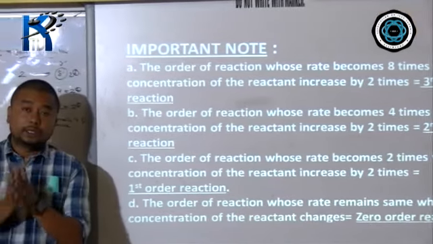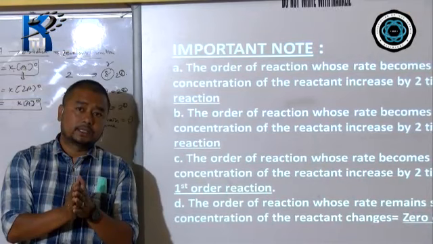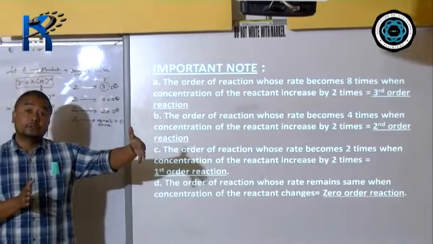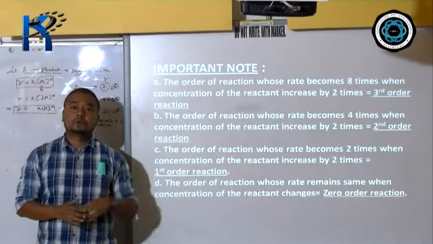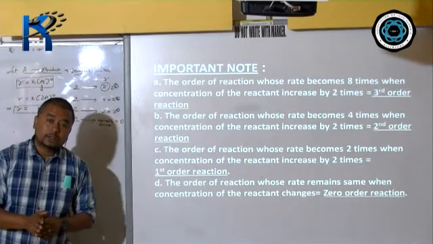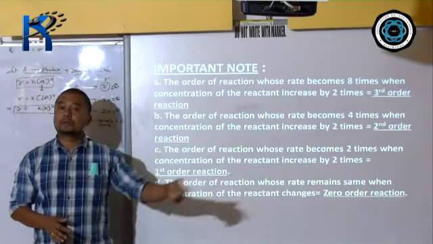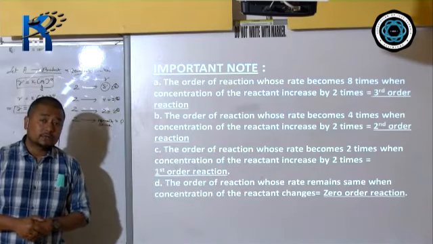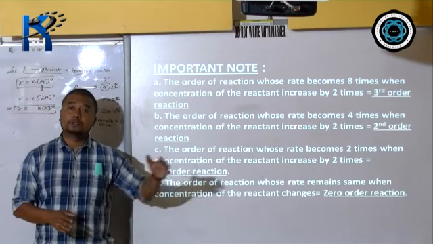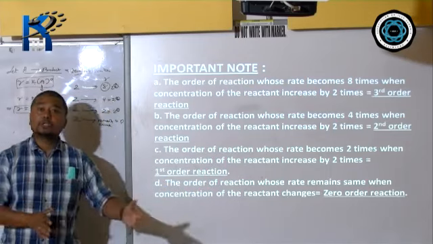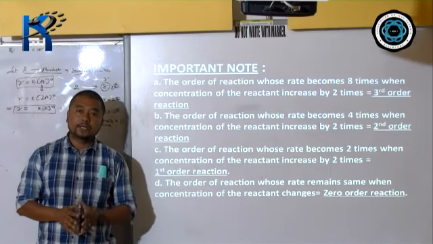When you double the concentration of the reactant, the rate became 8 times. So what is 8 of 2? 2 cube. So third order. If you double the concentration of the reactant, it becomes 4 times. What is 4 of 2? 2 square. So second order. If you double the concentration of the reactant, the rate remains double only, that is 2 only. Power is how much? 1. So first order. When you double, no change means it is always 0 order reaction.